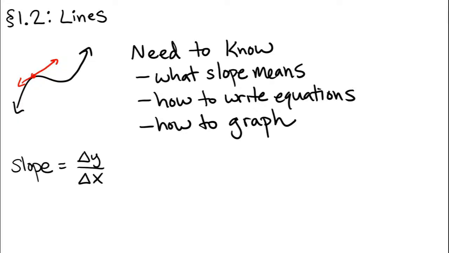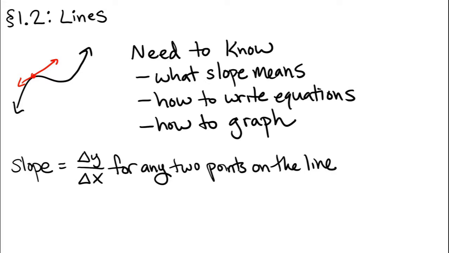So the slope of a line is calculated as change in y divided by change in x for any 2 points on the line. You may have also seen this written as rise over run, because change in y represents the vertical change, and change in x represents the horizontal change.